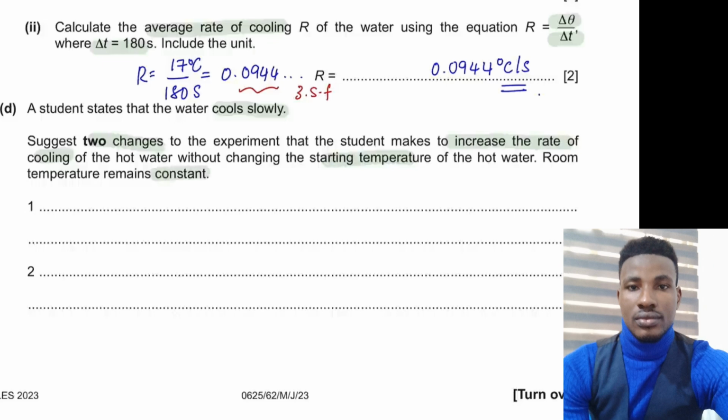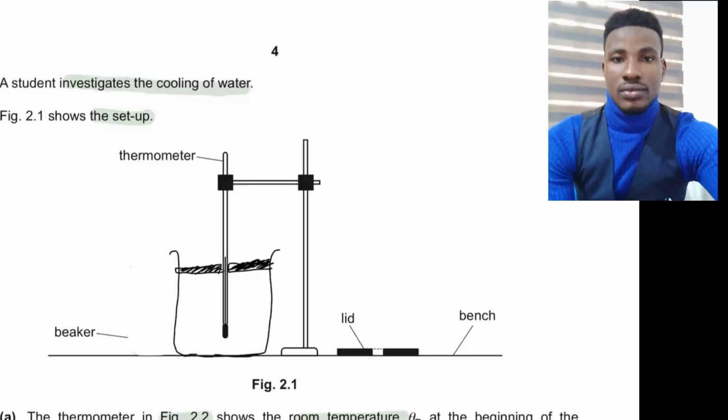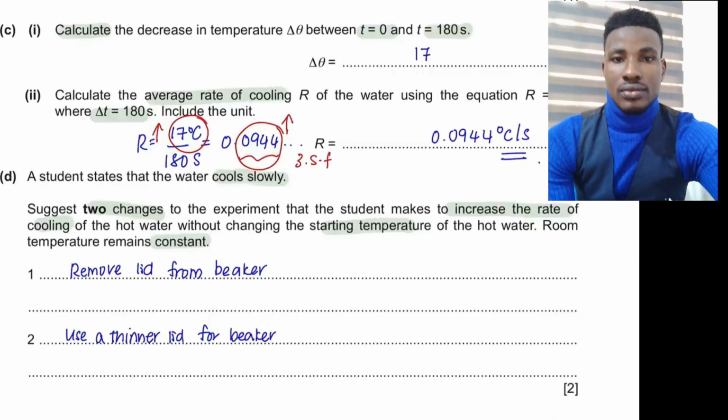Room temperature remains constant. We can do this by using a thinner lid so that there will be more heat loss towards the surrounding and the temperature will drop faster. Or we could also remove the lid from the beaker. Any logical answer that will cause the heat loss to occur at a faster rate is an acceptable answer.